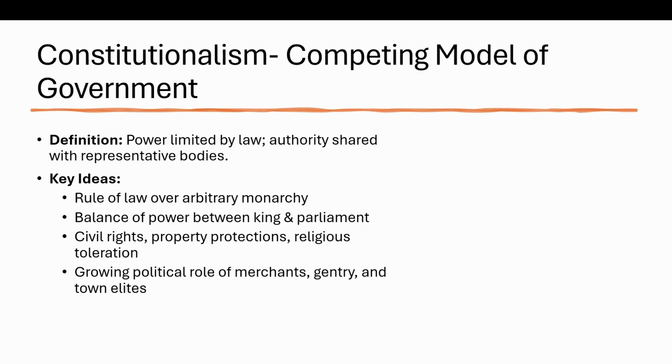So there is a competing model of government in this age, though, which is constitutionalism. Unlike absolutism, constitutionalism limits the ruler's power by law and shares authority with representative institutions. So this model emphasizes rule of law, civil rights, religious toleration, and growing political voice for merchants and the gentry. And it emerges more strongly in the Dutch Republic and England, which we'll go into each here in a minute.